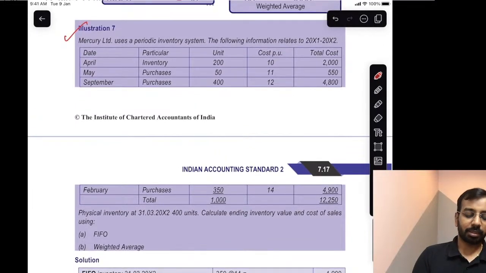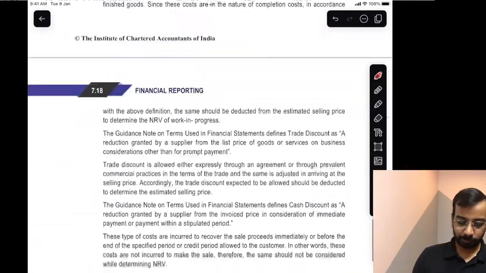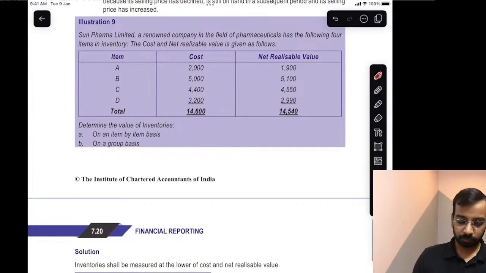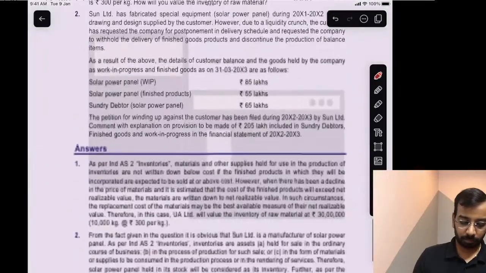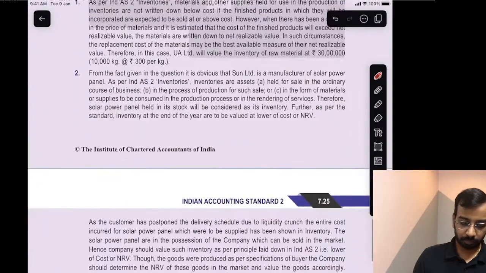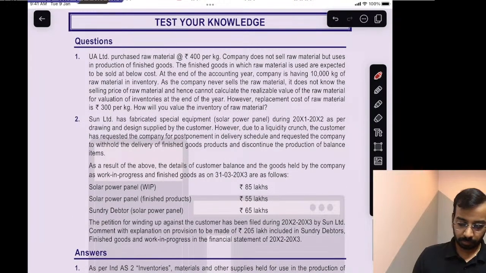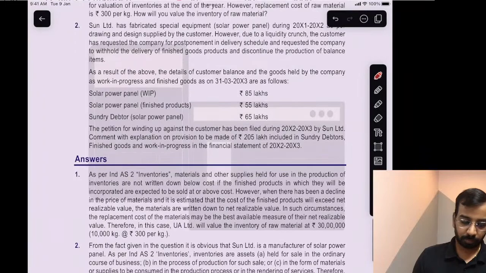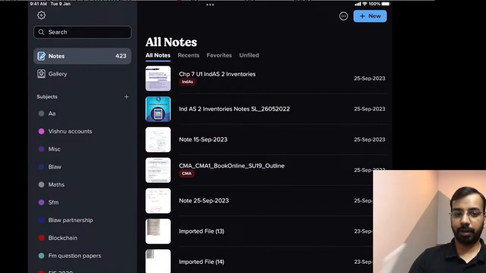This one you can practice once on your own. Illustration number 7. This one is very simple. You have already seen it has to be done on an item by item basis and not on a group basis normally. Okay, so that's it from the point of view of Ind AS 2.